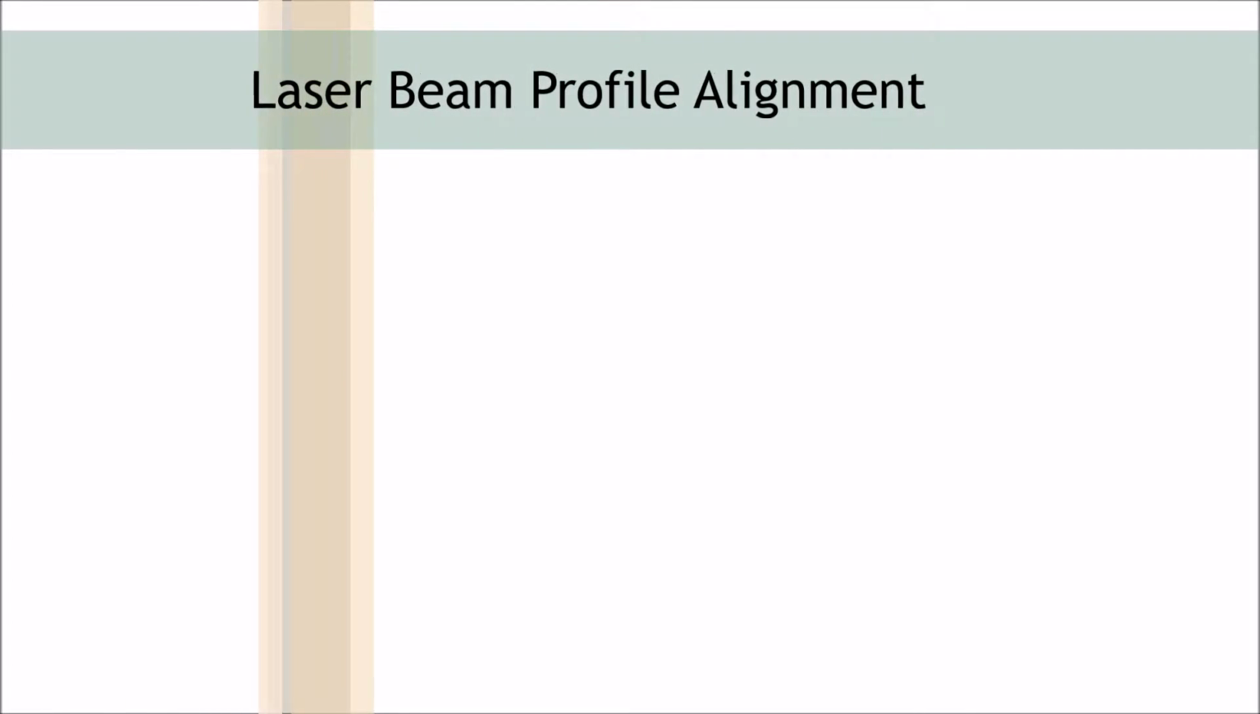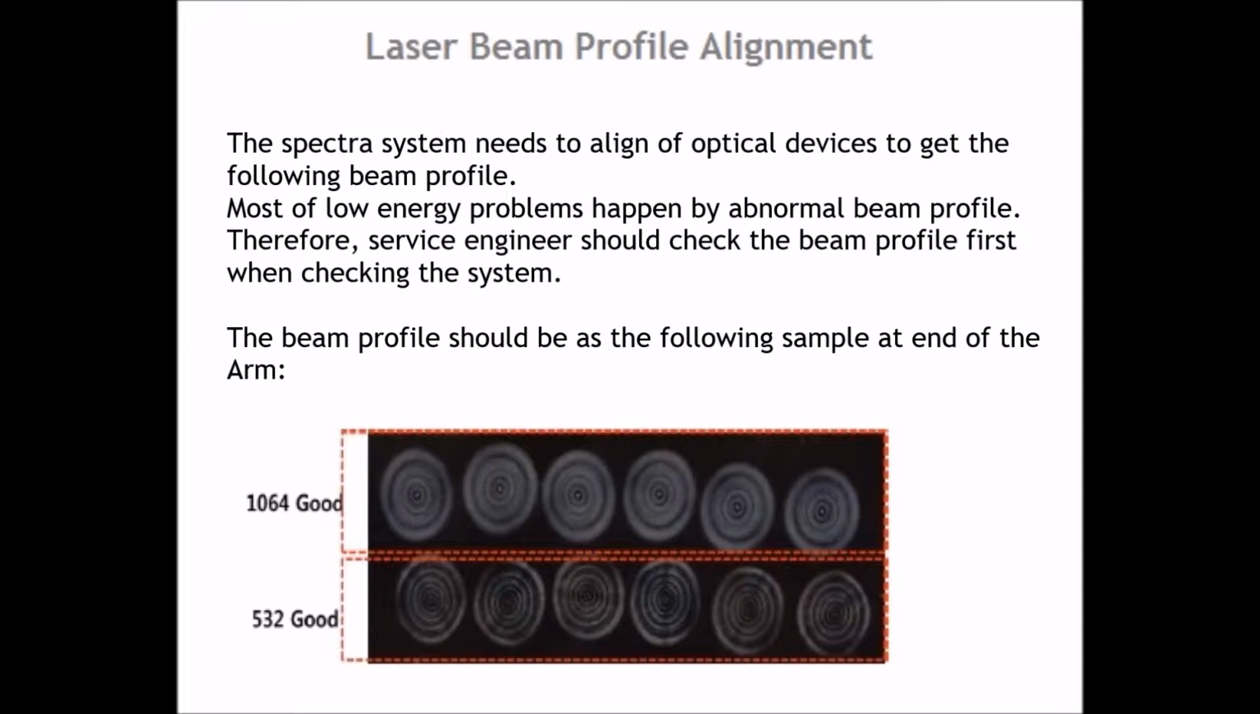Laser beam profile alignment. The Spectra system needs to align optical devices to get the following beam profile. Most of low energy problems happen by abnormal beam profile. Therefore, service engineers should check the beam profile first when checking the system.